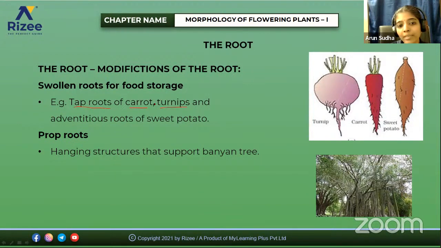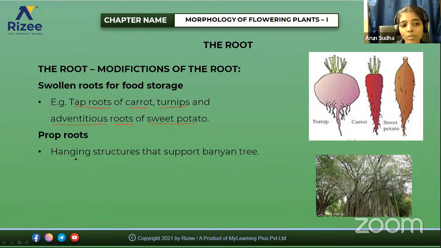So here you have to be clear because they may ask what type of root is the carrot. It is a modified tap root. And in the case of adventitious roots, it is sweet potato. Sweet potato is a modified adventitious root. But carrot and turnips are modified tap roots. But in both, the main function is food storage. So for food storage, the swollen tap roots of carrot and turnips and adventitious roots of sweet potato.